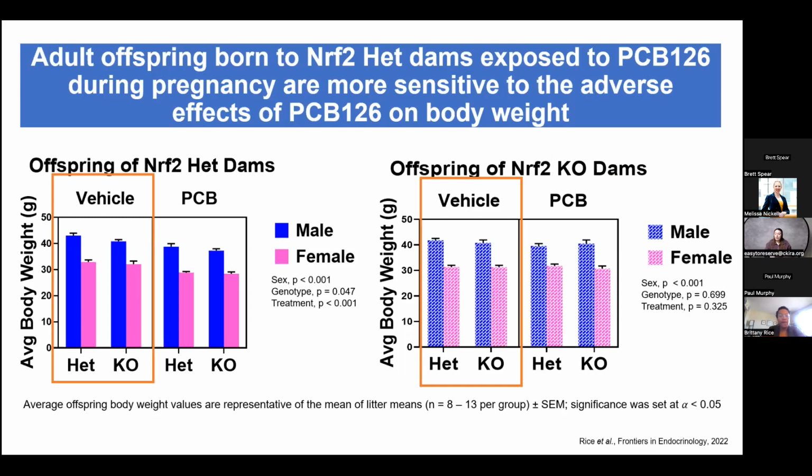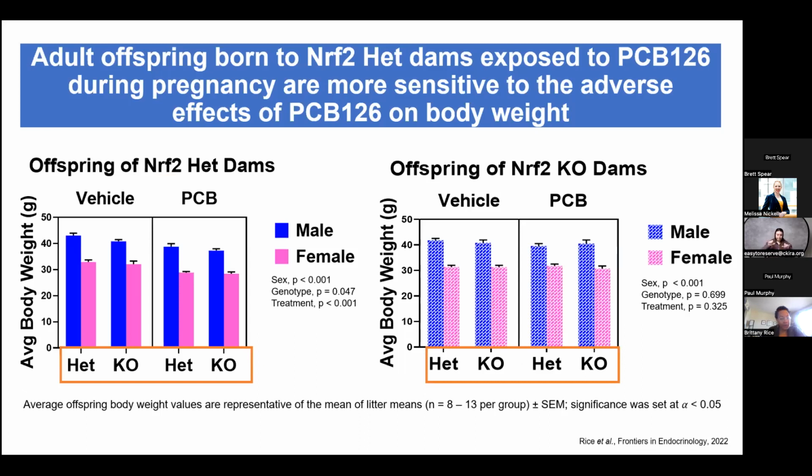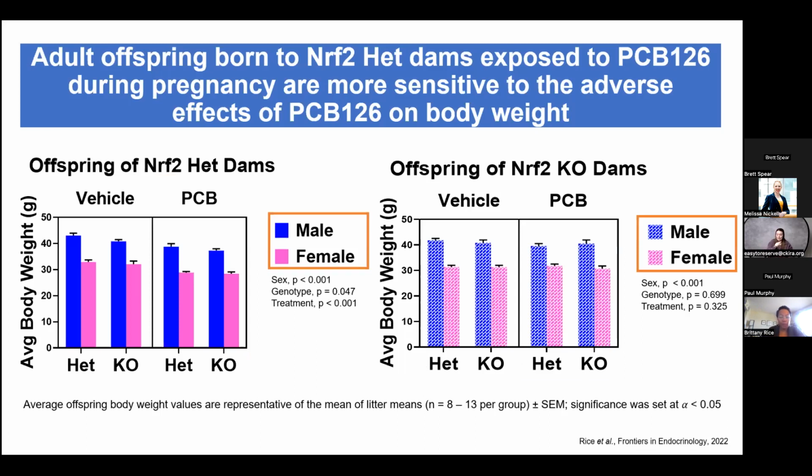Data from vehicle exposed offspring will always be on the left side of each graph, and data from PCB exposed offspring will always be on the right side of the graph. Offspring genotype can be seen on the x-axis, and I want you all to remember that this figure depicts the body weight of offspring born to NRF2 heterozygous or knockout dams. The blue bars on the graph are indicative of male offspring, while the females are displayed in pink.